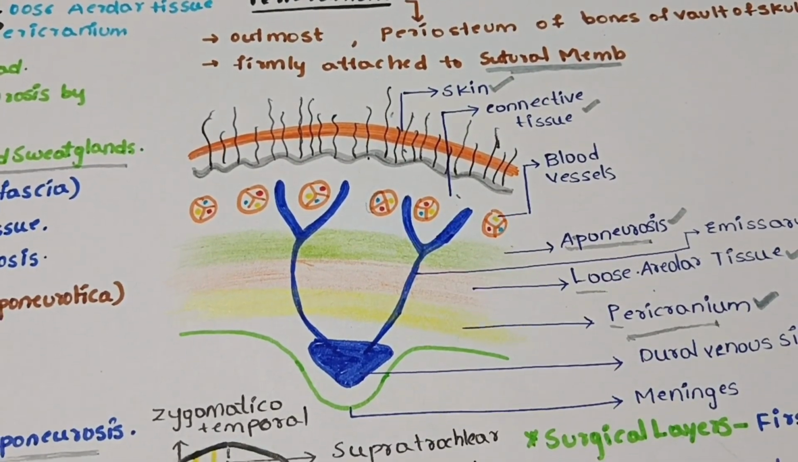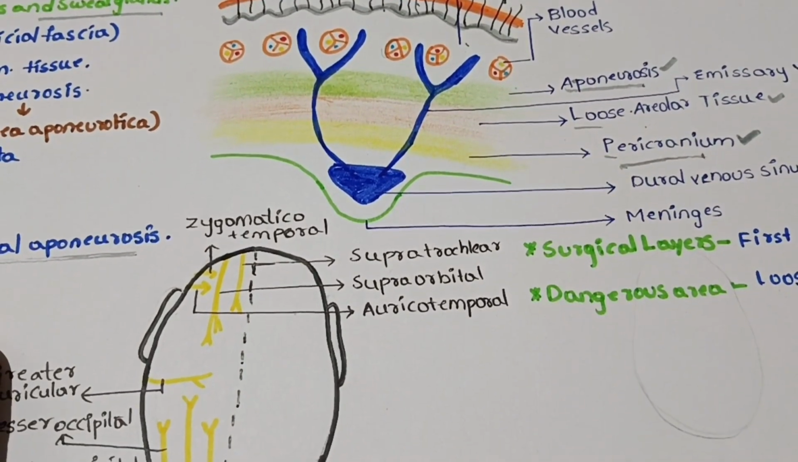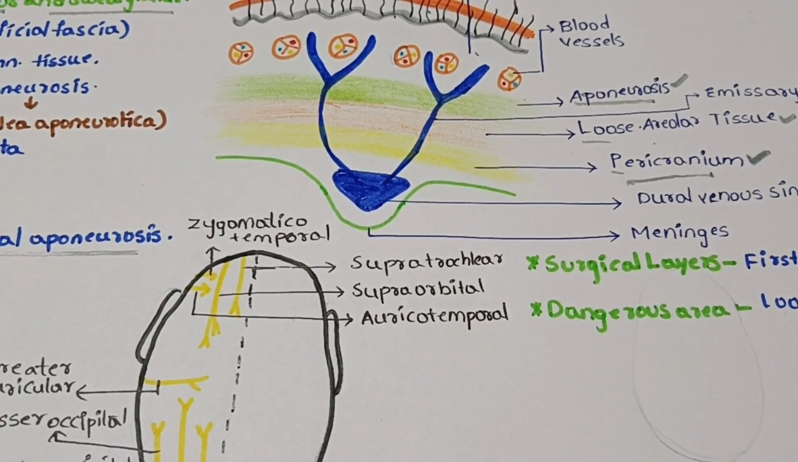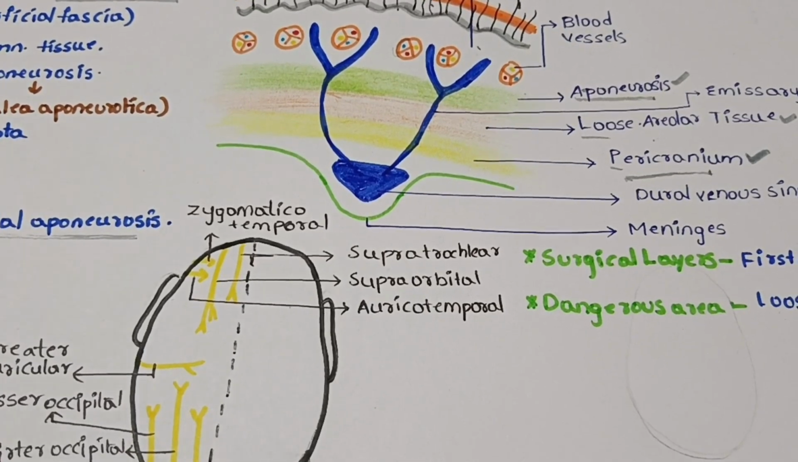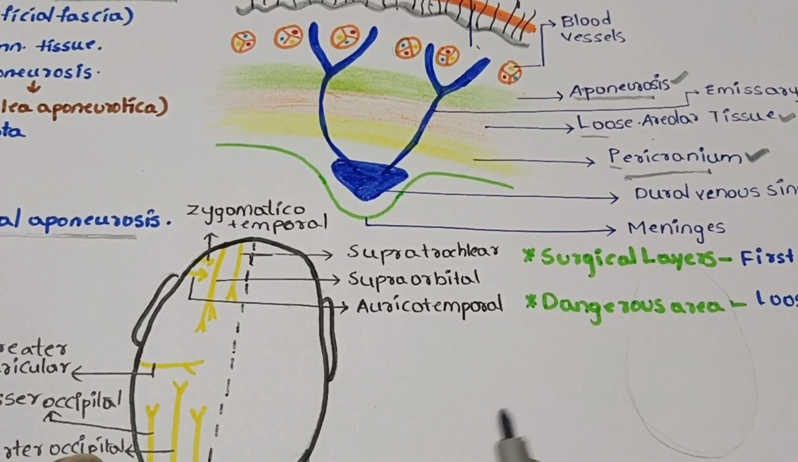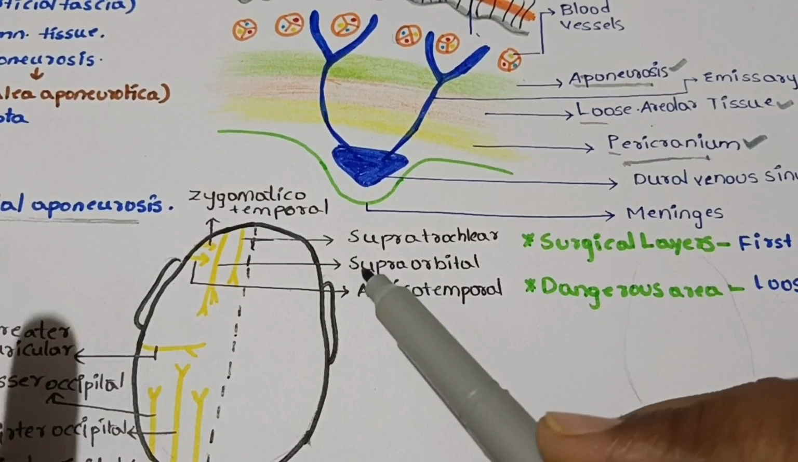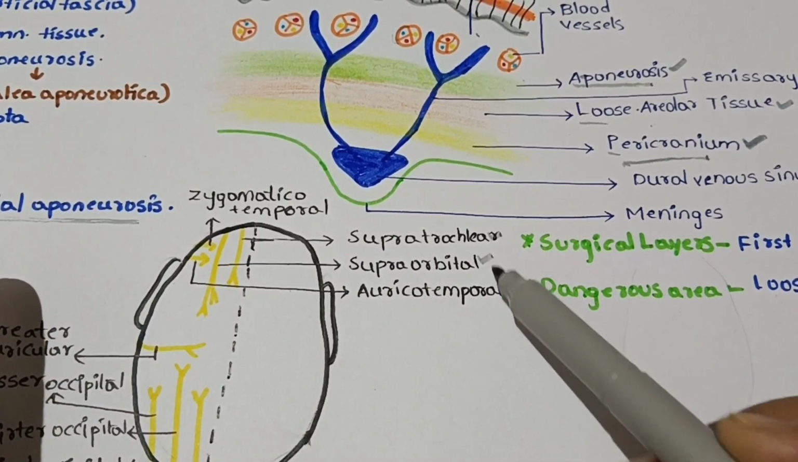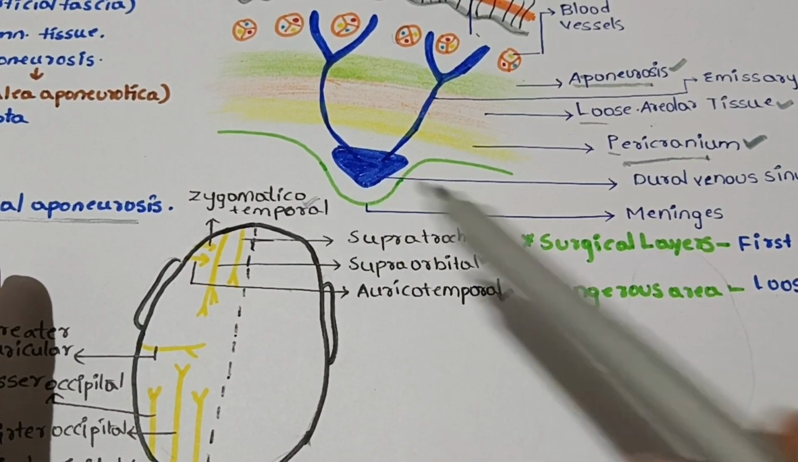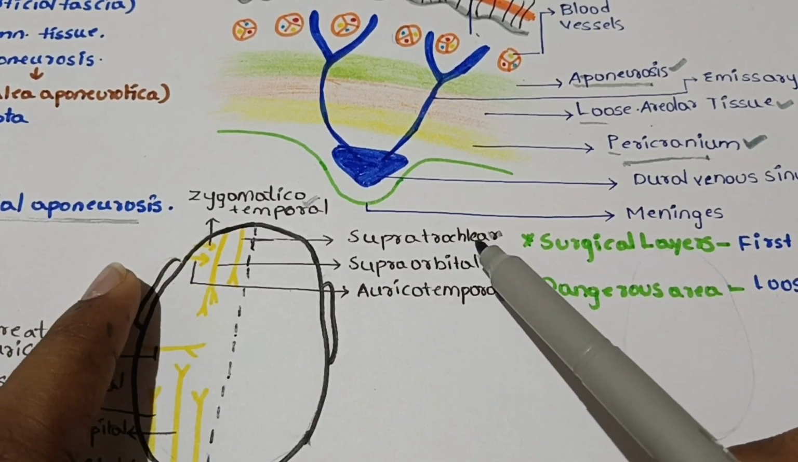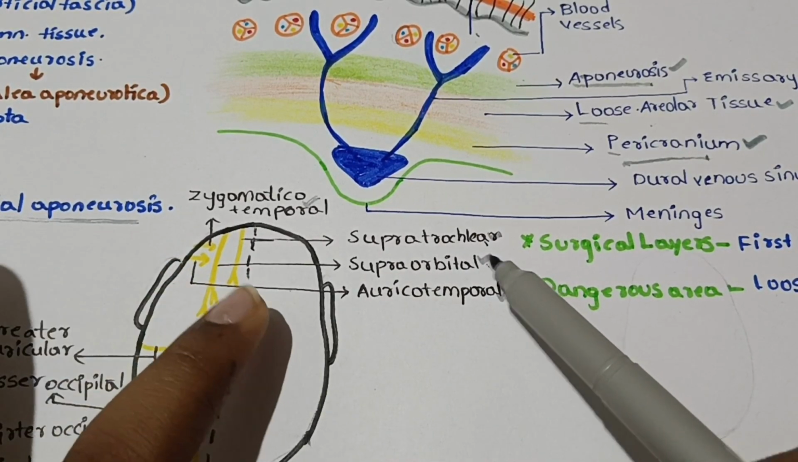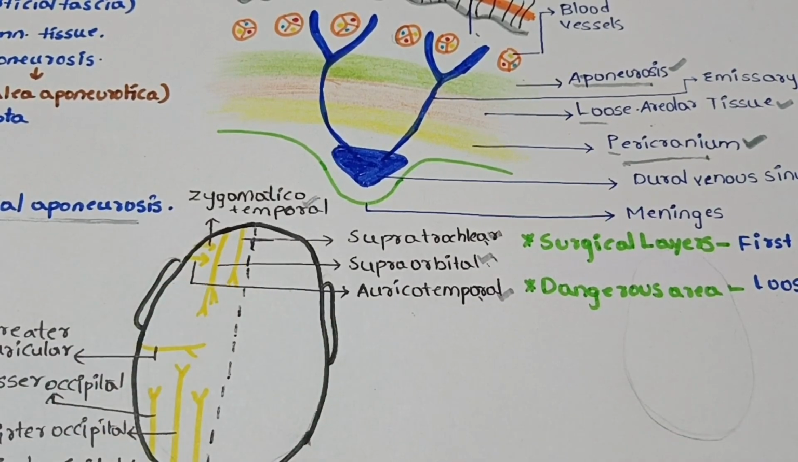Now let's see what is the nerve supply to the scalp. See, we have two components of branches. It is divided as pre-auricular and post-auricular. Pre-auricular means what? Before the ear and behind the ear. In front of the ear we have 4 branches, and behind the ear also we have 4 branches. The pre-auricular 4 branches are supratrochlear, supraorbital, auriculotemporal, and zygomaticotemporal.